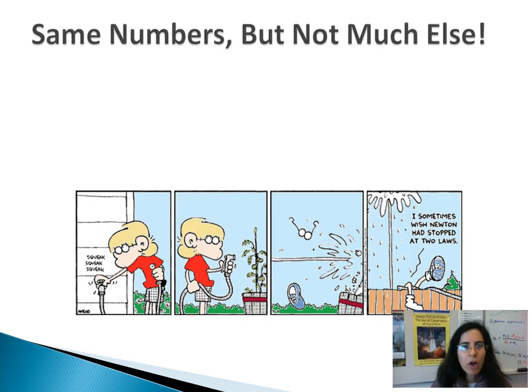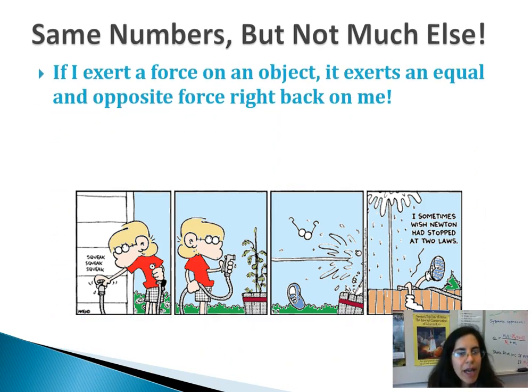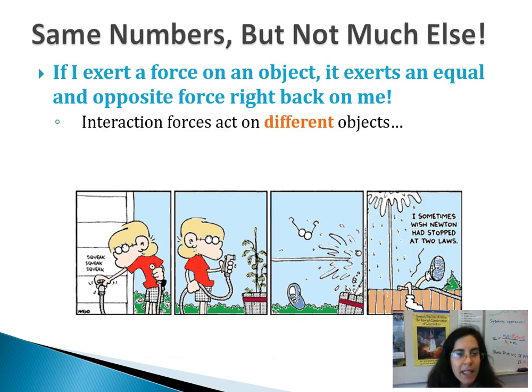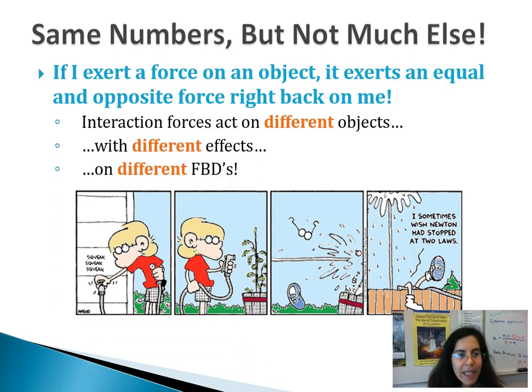These forces are sometimes called action-reaction pairs. You exert a force on an object, that object exerts a force right back on you. In a minute, you'll try some action-reaction pairs. They're very straightforward. Before you start, please take the following notes in addition to what you had on the previous slide. Action-reaction pairs may have the same numbers, but not much else. If you exert a force on an object, it exerts an equal and opposite force right back on you. But those interaction forces act on different objects with different effects on different free body diagrams.